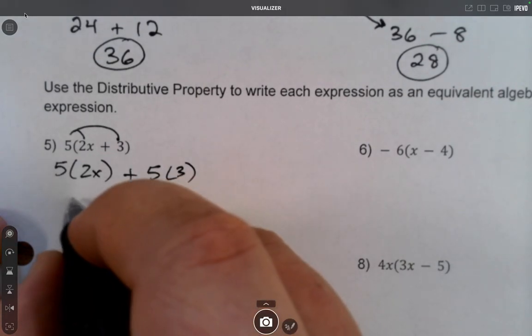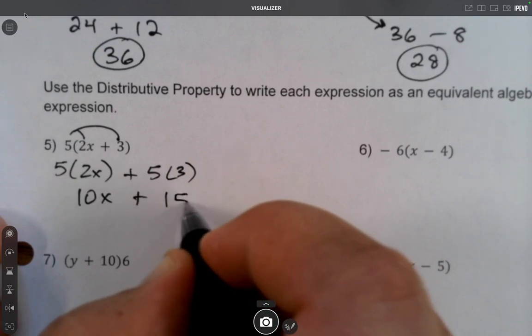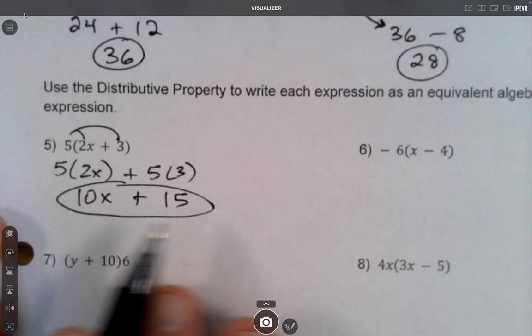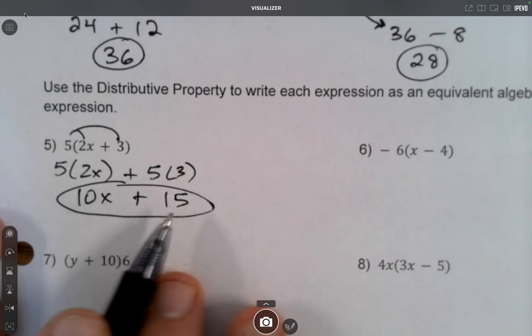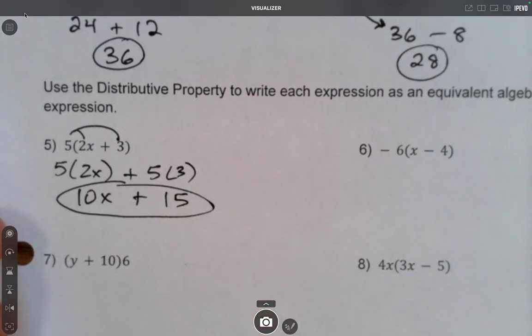5 times 2x is 10x. 5 times 3 is 15. And that's our final answer because 10x and 15 are not like terms. This has an x, this doesn't, so they're not like terms. So the answer is 10x plus 15.